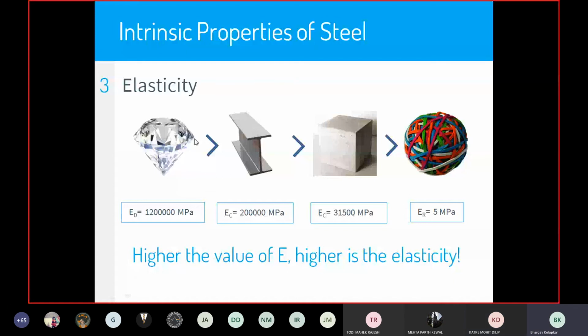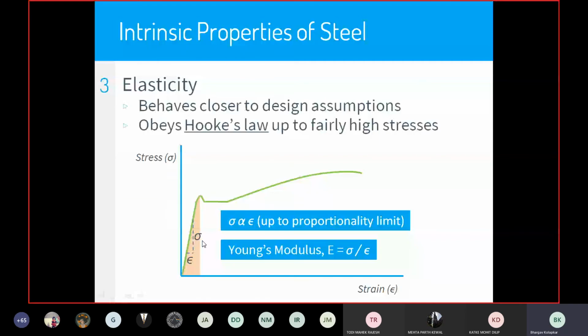You can just look at this curve. It is stress upon strain. So higher the load that you have to apply to deform it, higher is going to be the value of E, and higher is going to be the measure of elasticity.